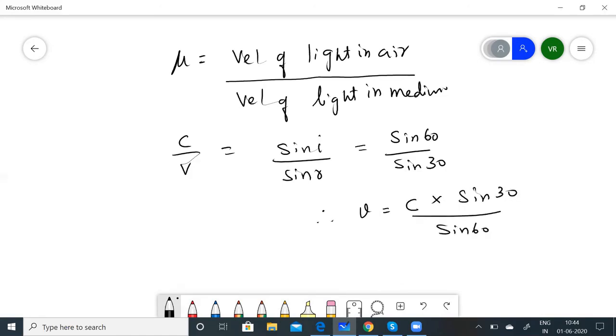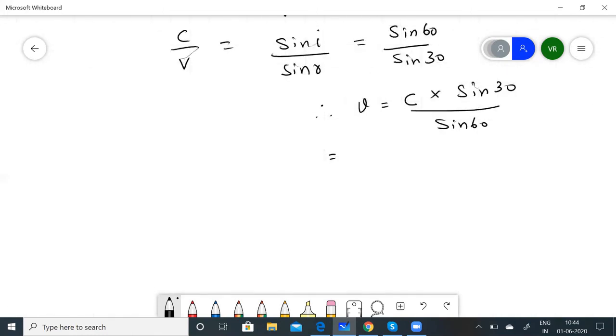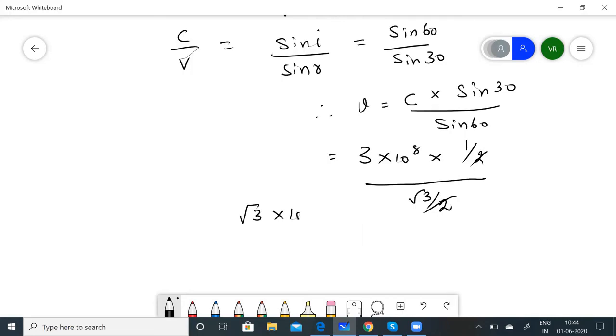Now, having known all the values, we can substitute. That gives 3 into 10 to the power of 8, which is the velocity of light, into sin 30, which is half, and sin 60, which is root 3 by 2. Simplifying, the halves get cancelled. We can split 3 as root 3 times root 3, so you are left with root 3 into 10 to the power of 8. The value of root 3 is 1.73, so 1.73 into 10 to the power of 8 meters.